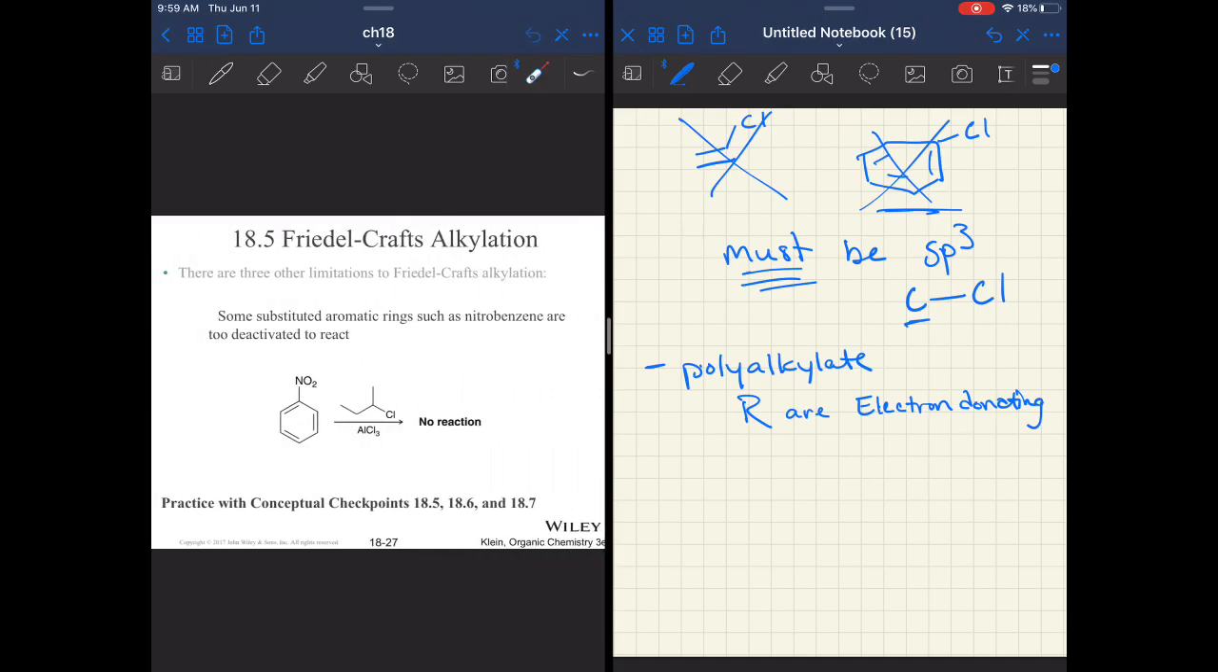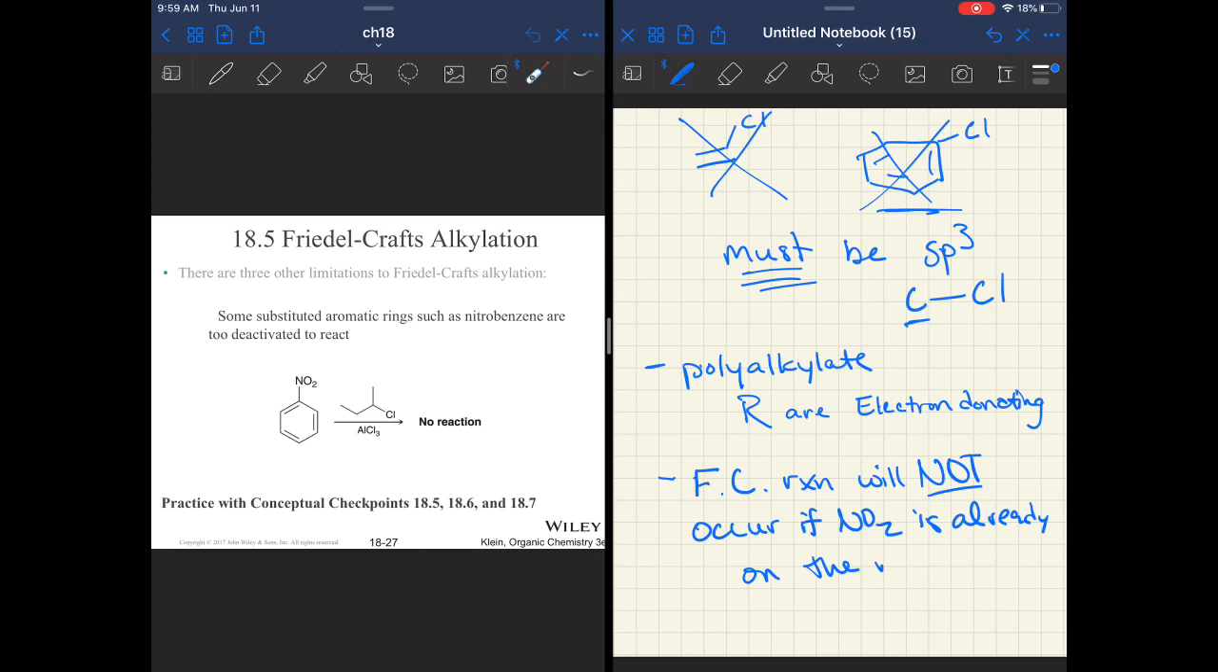And finally, and this is important, especially for product predictions, Friedel-Crafts reactions will not occur if a nitro group is already on the ring. Nitro groups have the opposite effect of R groups. They're electron withdrawing. They pull away so much electron density that this particular set of reactions will not work. Now, you could still add a bromine or chlorine or sulfonyl or another nitro group, but you cannot add an R group.